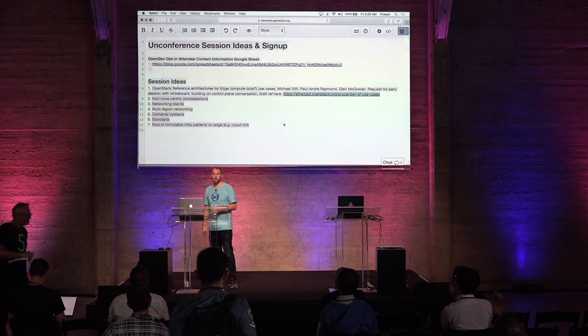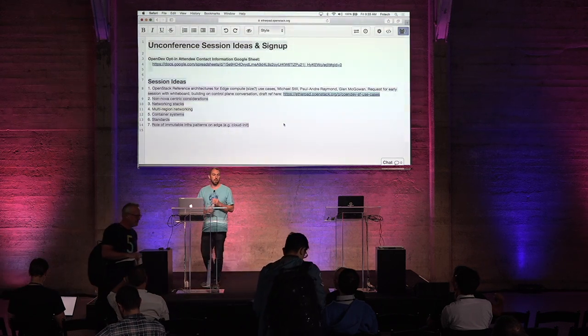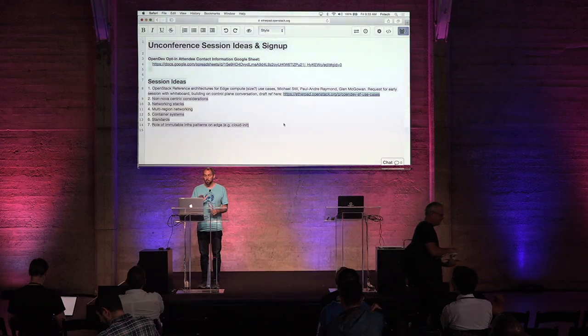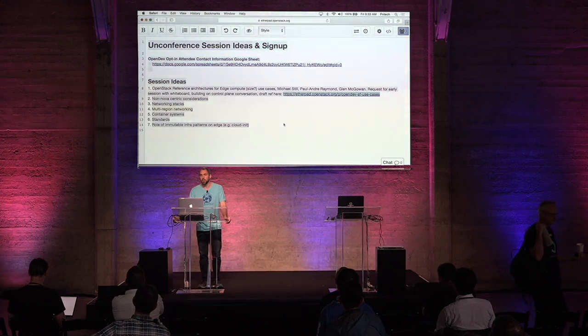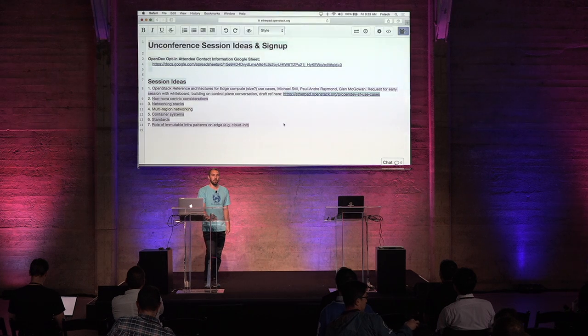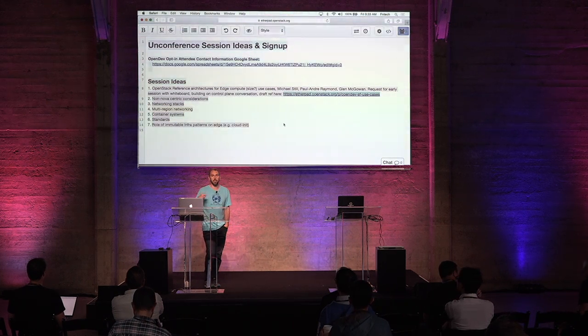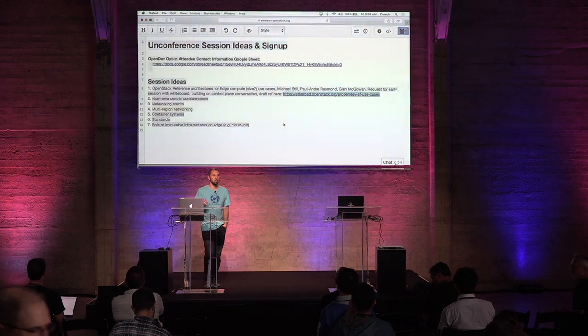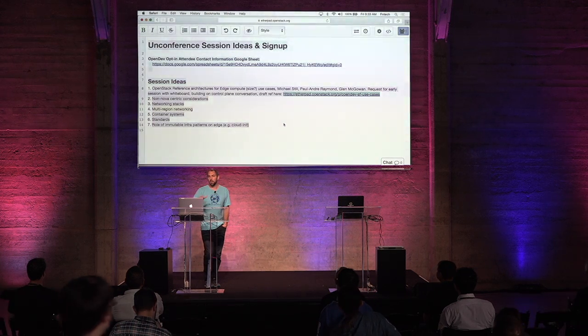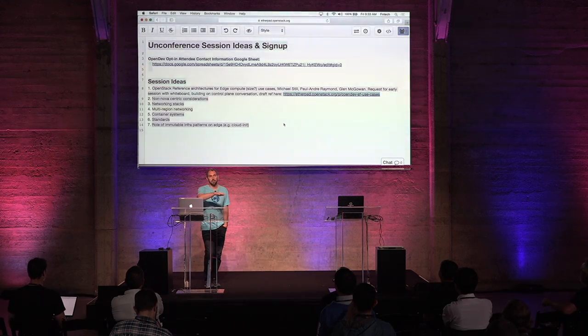So if you go to the schedule page, the link to the Etherpad is at the top of the schedule page. The top one is about reference architectures and use cases, and I think that's one that we should definitely schedule because that seems to be a topic that came up in a lot of the sessions, and we kind of went around in circles a little bit in some of them. Does anyone object to definitely putting that on the schedule?